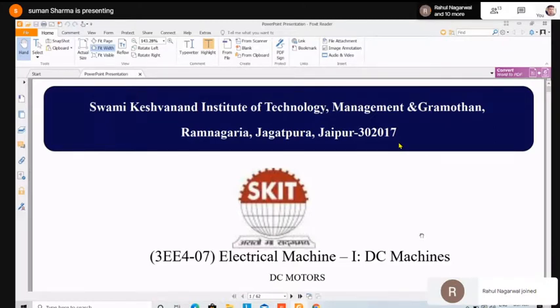Then it is also classified based on whether the complete field winding is in parallel with the armature, or there is a part which is in parallel with both the series field winding and the armature. That is long shunt and short shunt. So till now we have covered the classification and characteristics. Now we will study the DC motor.